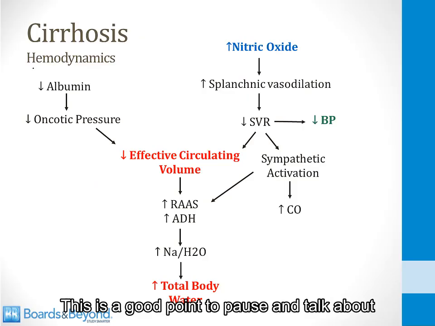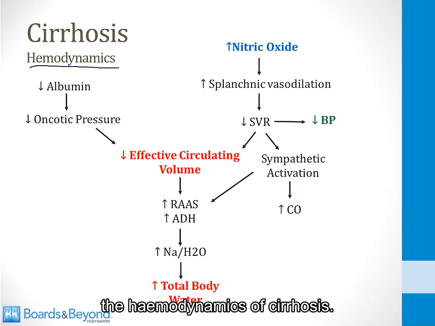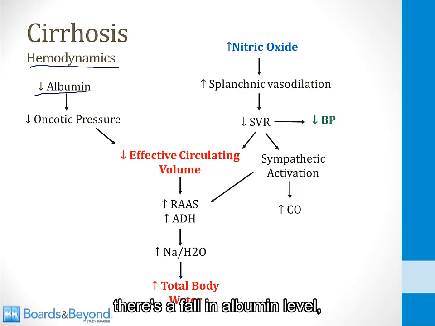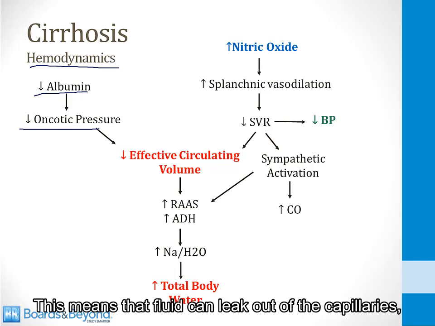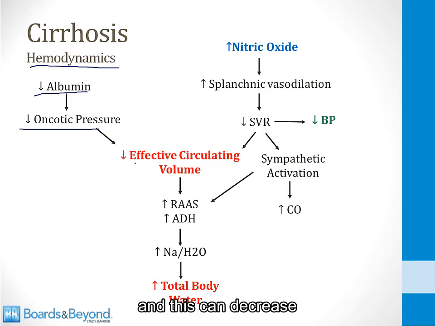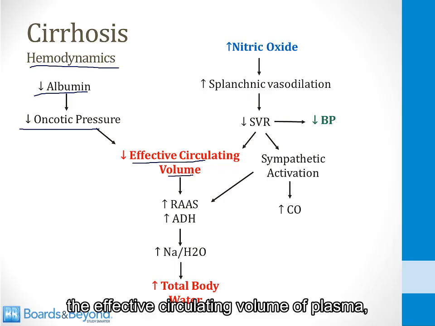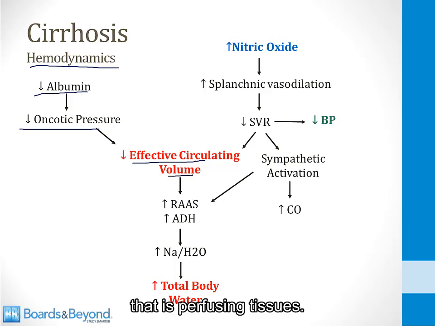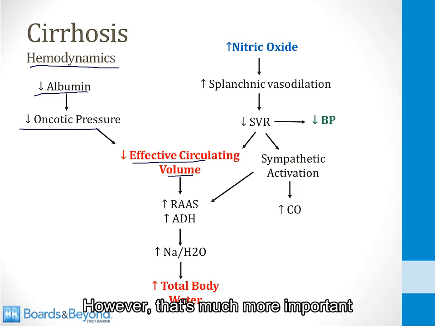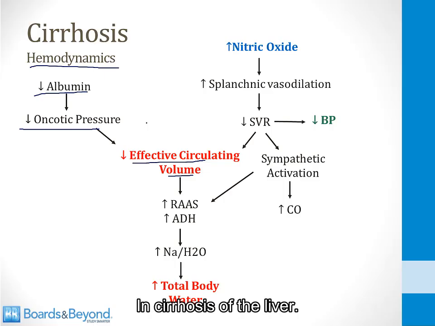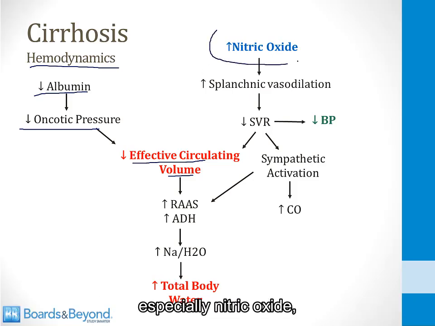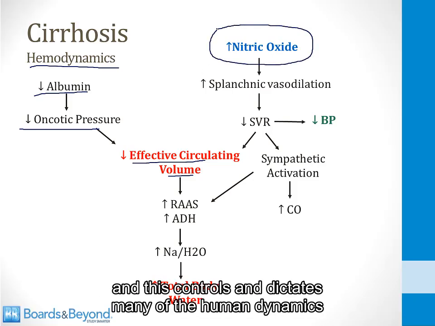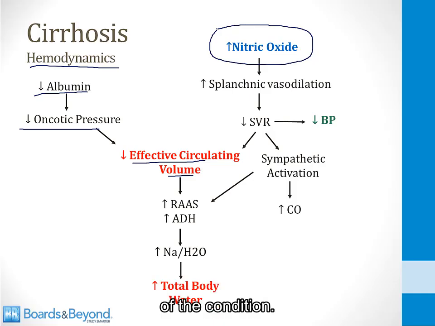This is a good point to pause and talk about the hemodynamics of cirrhosis. So as we discussed previously, there's a fall in albumin level, which leads to a fall in oncotic pressure. This means that fluid can leak out of the capillaries, and this can decrease the effective circulating volume of plasma that is perfusing tissues. There's a second phenomenon going on, however, that's much more important that you need to know about, and that is vasodilation. In cirrhosis of the liver, there is an increase in production of many vasodilators, especially nitric oxide, and this controls and dictates many of the hemodynamics of the condition.